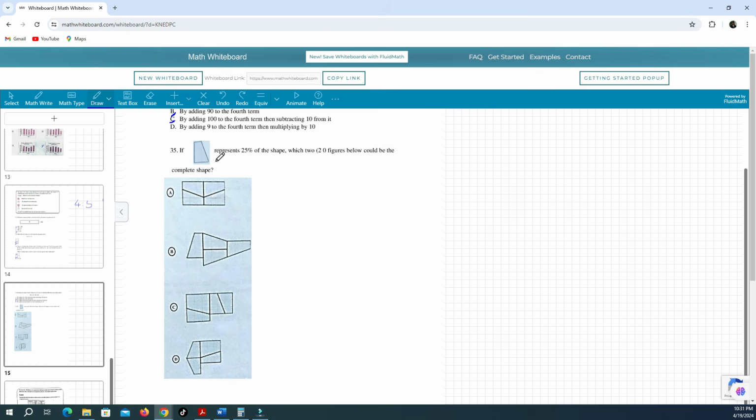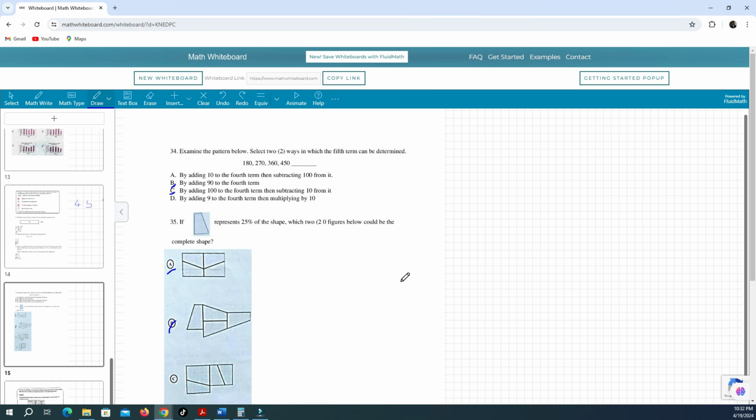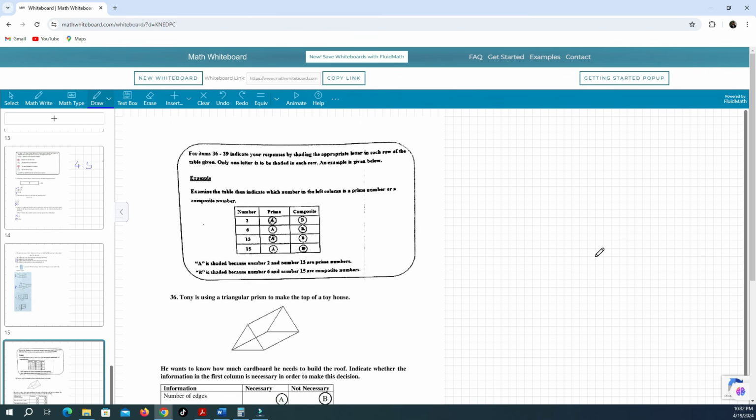All right, so if this shape represents 25% of the shape, which two figures below could be the complete shape? 25%. So here's one. This is 4. So I can say A. Let's see another one. 1 2 3 4. And I say A and B would be the answer for that one. Okay, almost there. Where are we now?